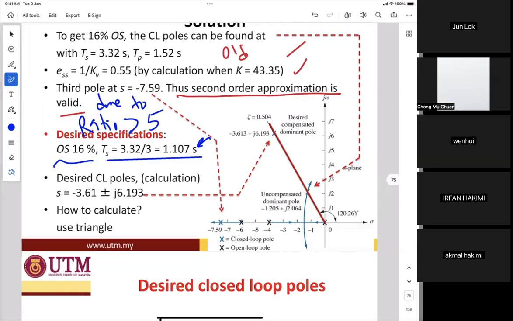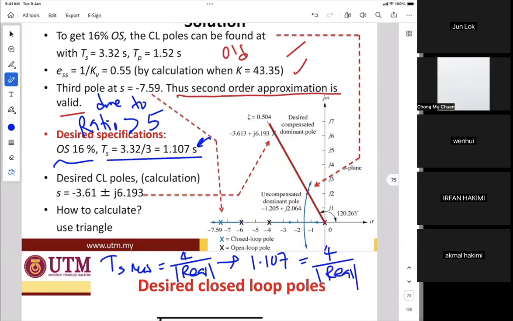Because this one, T_s new, is equal to 4 divided by the real part. Am I right, guys? Hello, guys. Yes, okay. Good. 1.107 is the new settling time, equal to 4 divided by the real part.